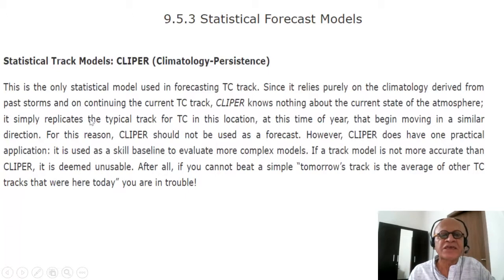It simply replicates the typical track for a cyclone in this location at this time of the year, that begins moving in a similar direction as has been observed in the past. If the record is long enough, you think you have a reliable climatology of what happens to that cyclone when it is at that state at that time of the year. For this reason, CLIPER should not be used as a forecast.